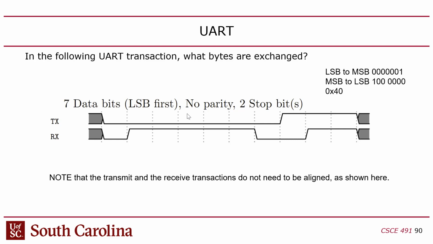Okay? So here's an example. This is 7 data bits, least significant bit first. And as I mentioned, least significant bit first is, I think, always the case for UART. No parity and 2 stop bits. Now in these timing diagrams, by the way, I generated them, and they show a byte being sent on transmit and receive simultaneously.